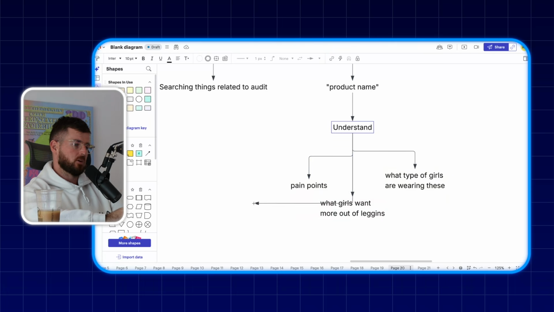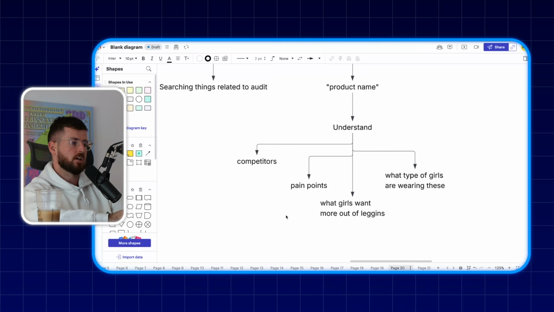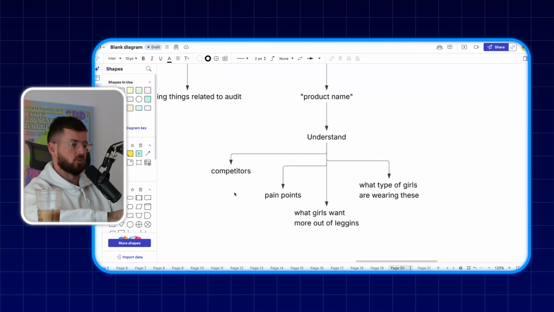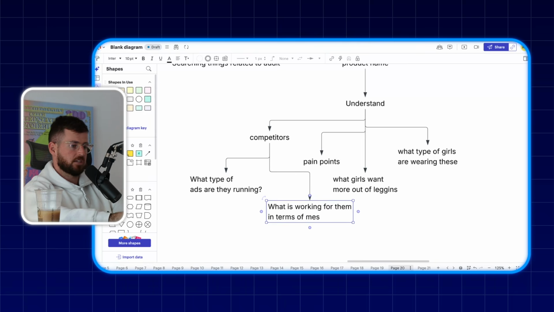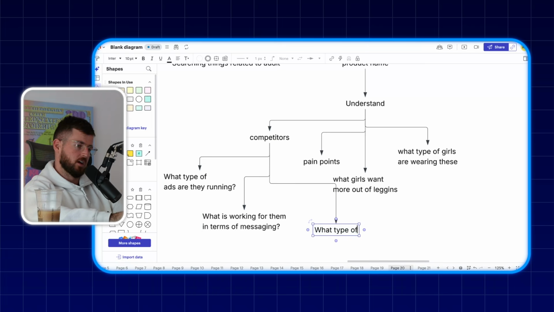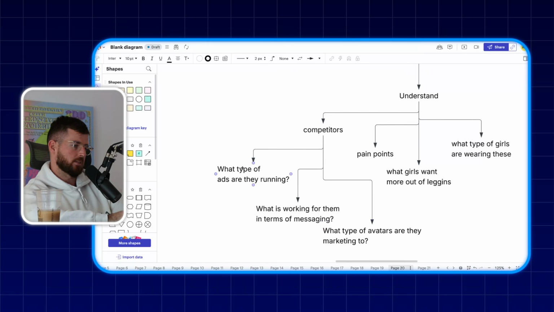And then lastly, I'm also going to understand competitors. Once I understand the competitors, I can start to go and look up their ads, right? What type of ads are they running? What is working for them in terms of messaging? What type of avatars are they marketing to? So key thing in here, competitors, what type of ads are they running?